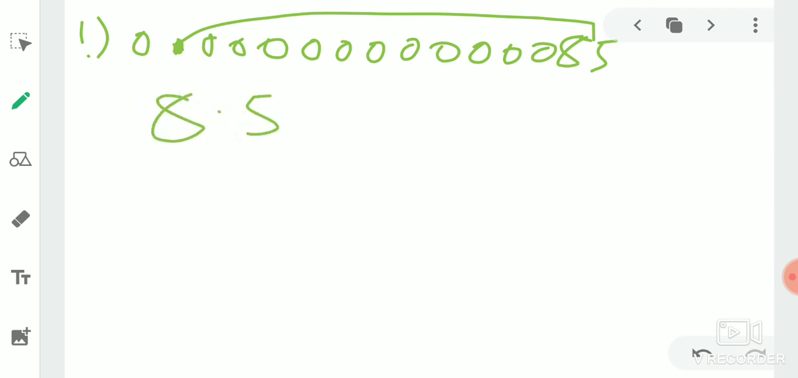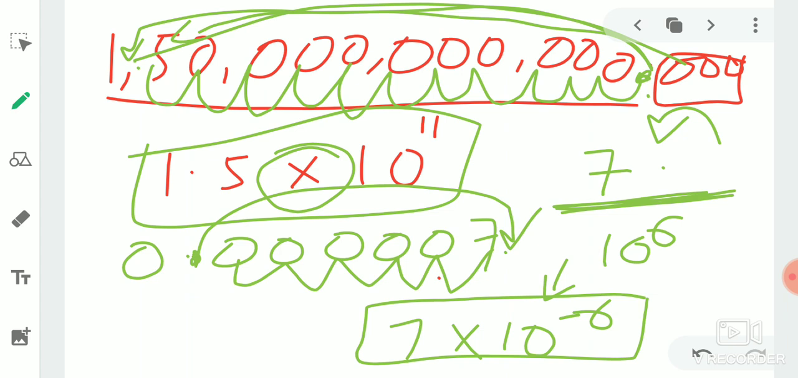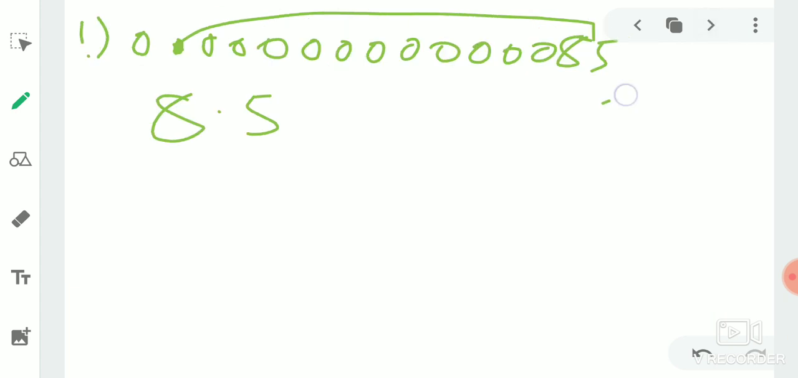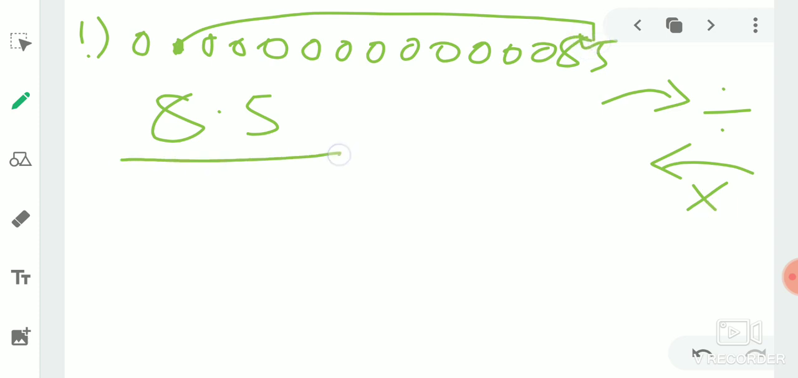I told you here, when I have to make right shifts, I divide. Right shift, divide, and left shift, multiply. Here I have to make a right shift, so I will divide this by 10 raised to the number of digits after the point: 1, 2, 3, 4, 5, 6, 7, 8, 9, 10, 11, and 12.